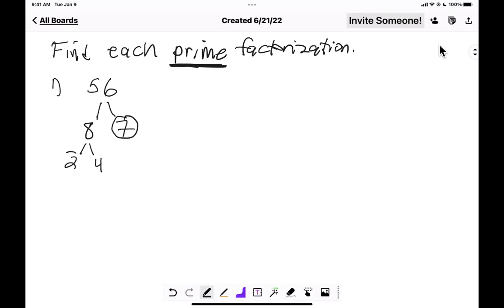Now, 2 is also a prime, so I'm going to circle it. I highly suggest you circle. As you find your prime, circle it, and it'll keep you from getting lost. 2 is a prime. I can only divide by 2 and 1.